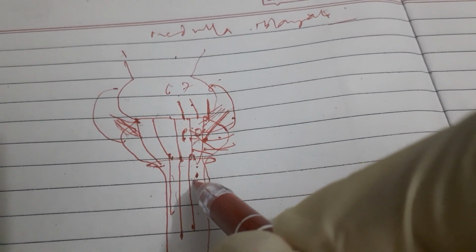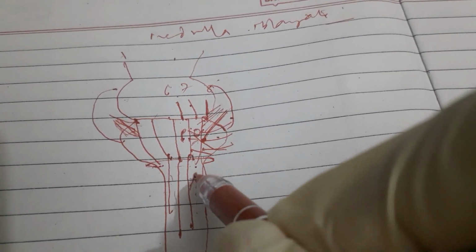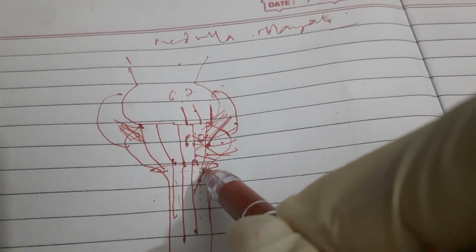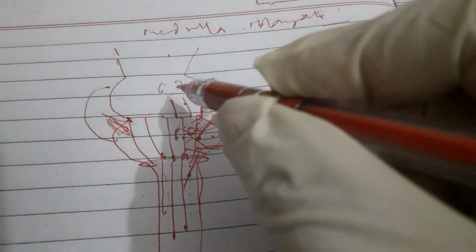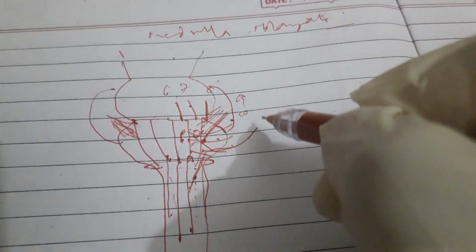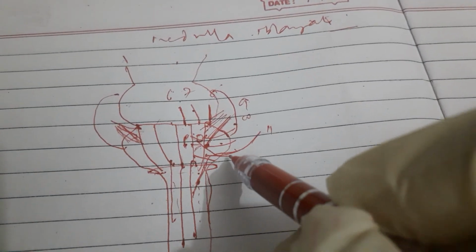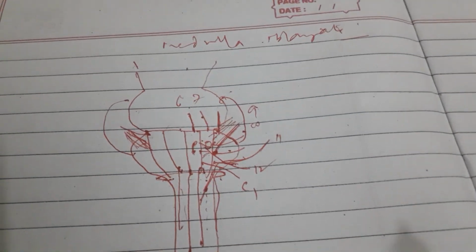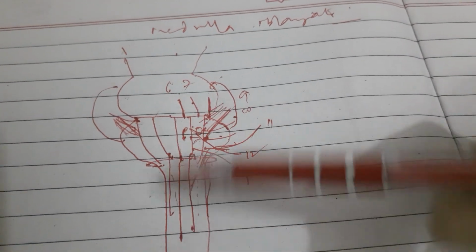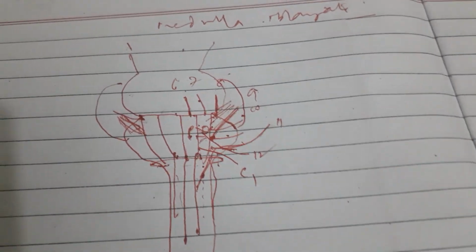And from here the spinal root of the accessory nerve, and then it forms the 6, 7, 8, 9, 10, 11, and this is 12, and this is C1. Okay. So this is the view of the ventral aspect.